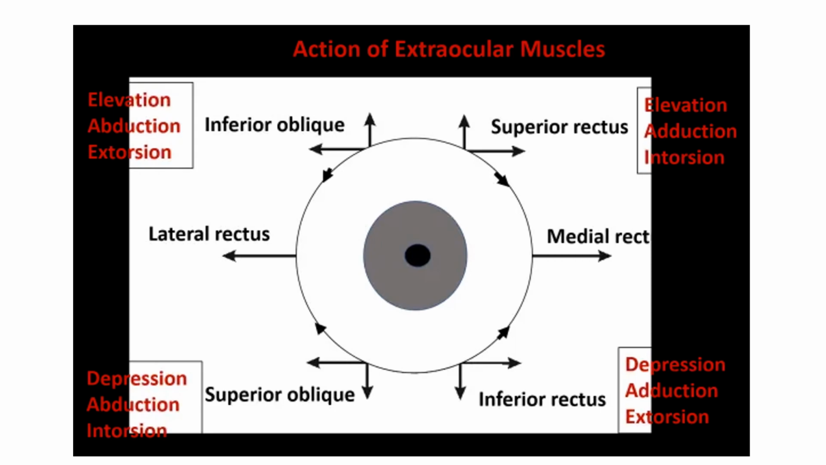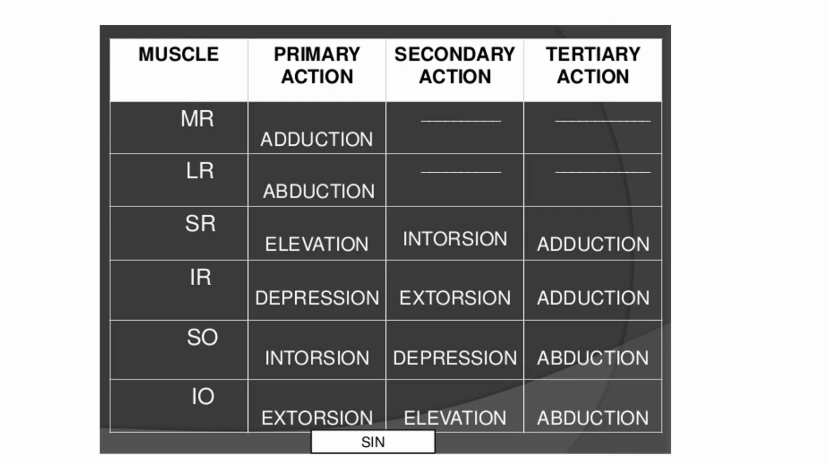In the next slide, we are going to see what are the primary actions, what are the secondary actions, what are the tertiary actions. In this tabular column, you can make out the primary, secondary and tertiary actions. Before, we saw all together; now we are classifying into primary, secondary and tertiary. You can have a look at the tabular column. Here I just want to tell 2 points, the superior oblique and the inferior oblique. Since the muscle is obliquely present and its insertion is somewhat different, you can make out its primary action is intorsion and extorsion.